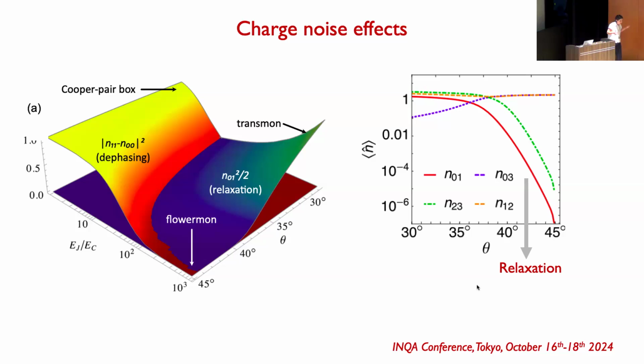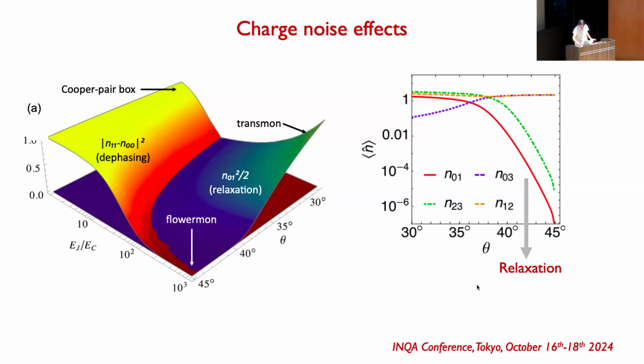So we can make a diagram plotting the dephasing and relaxation rate as a function of Ej over Ec and theta. The Cooper pair box was here, so you had a large dephasing and a relatively small relaxation. The plasmon is here, so you still have finite relaxation but exponentially small dephasing, and the flowermon is in this region. You see that the matrix element N01, the one that leads to relaxation, is exponentially suppressed already at a relatively small twisting angle. Consider that in the experiment they can control the twisting angle with a precision of 0.1 degree.